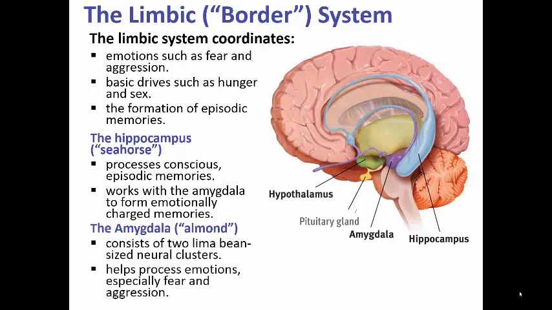The amygdala, also shaped as an almond there, consists of two lima-bean-sized neural clusters, and it helps process emotions, especially fear and aggression. So when these areas are ruined, you'll sometimes see people eating things they shouldn't be eating. Their emotions can be dysregulated, etc.